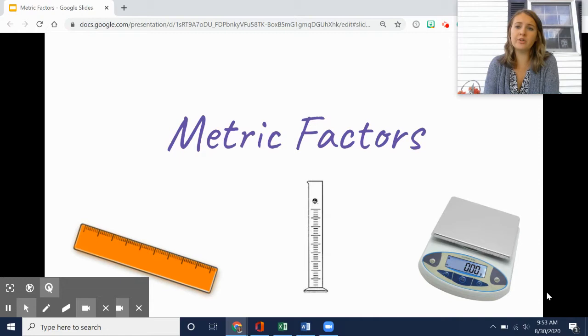You also watched a little video about the SI and metric units and why we have them, and did a little bit of reading about some of these metric prefixes. So what we're going to do is take all that information and put it together to build some factors that we can use to change out units in the metric system.